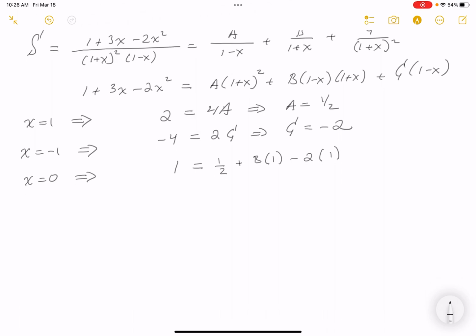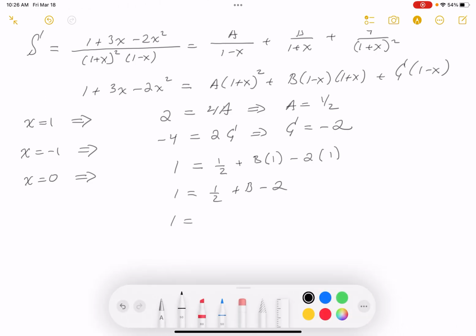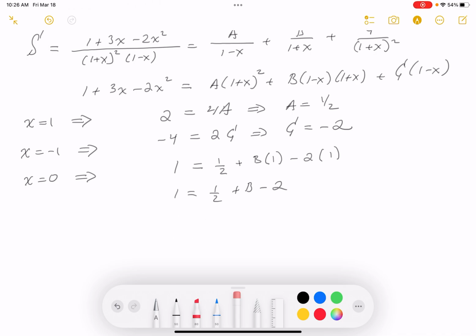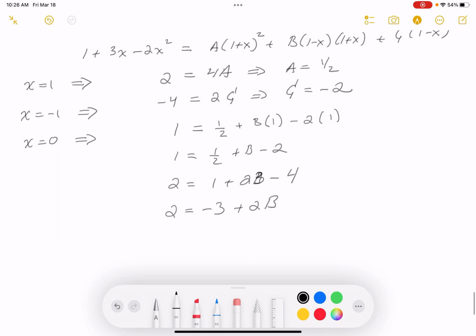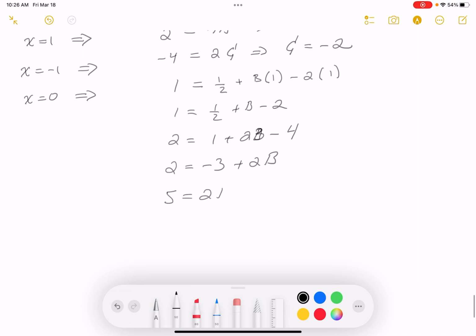I think I can get b now, so I'll write this down as 1 equals 1/2 plus b minus 2. 1 equals, well, you know what? Let's multiply both sides by 2. You would get 2 equals 1 plus 2b minus 4. Oh, no, I'm okay. So let's keep going. You would get 2 equals minus 3 plus 2b. And then I'm going to get 5 equals 2b. And I'm going to get b is equal to 5 over 2.